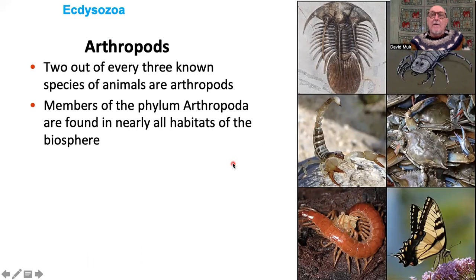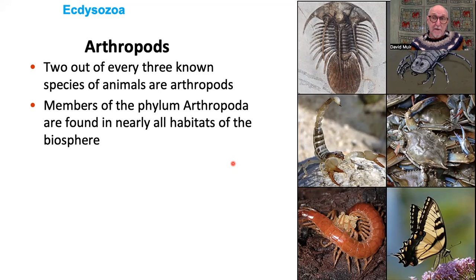So the other group of ecdysozoans are the arthropods. And the arthropods are just so incredibly successful and so diverse that they could really be regarded as being one of the most successful of all of the animal groups. 2 out of every 3 known species of animal are arthropods, and we only know about a fraction of the number of different arthropods that there are. This applies in particular to 2 groups.